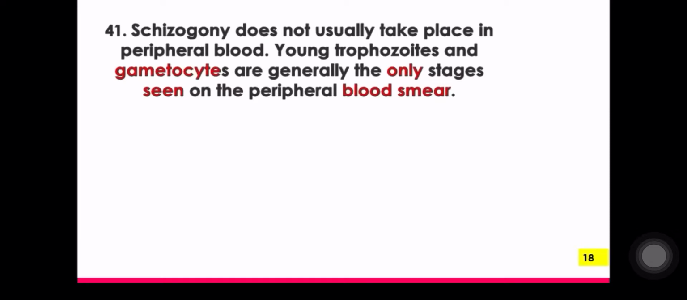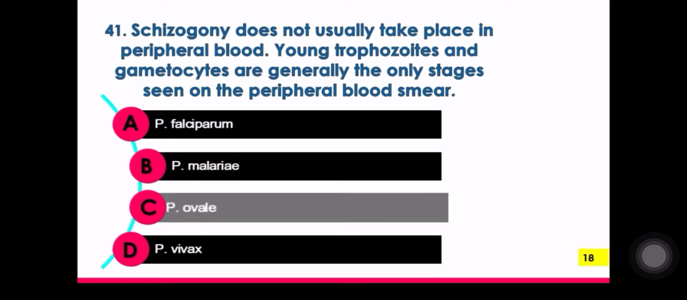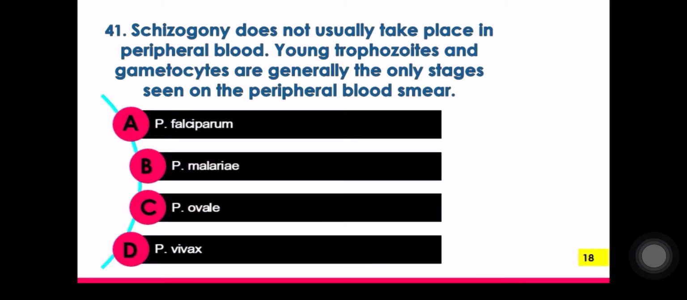Next, number 41. Schizogony does not usually take place in peripheral blood. Young trophozoites and gametocytes are generally the only stages seen on the peripheral blood smear. What is our answer? Is it letter A, P. falciparum, B, P. malariae, C, P. ovale, or D, P. vivax? For number 41, the correct answer is letter A, P. falciparum.